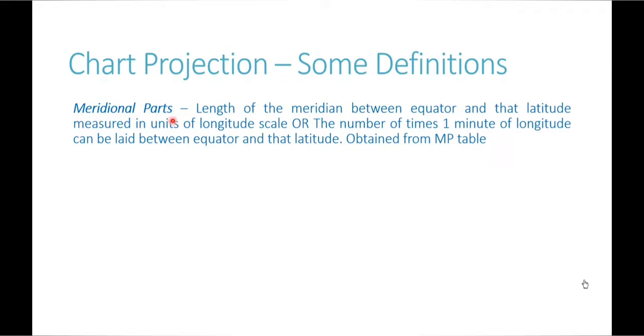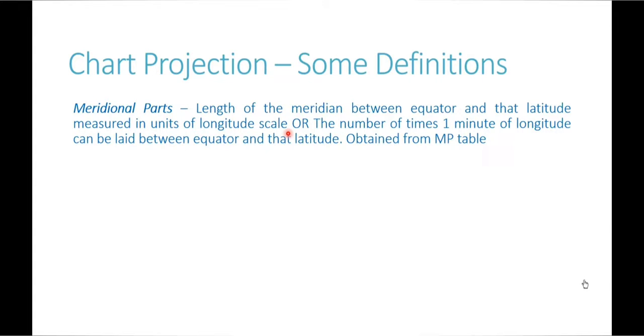So what are these meridional parts? It is the length of the meridian between the equator and that particular latitude. Meridional parts are in reference to latitude. Every latitude will have a meridional parts value. So it is the length of the meridian between the equator and that latitude measured in units of longitude scale.